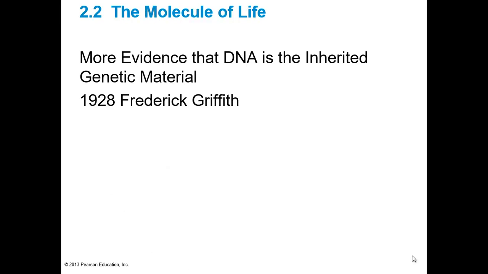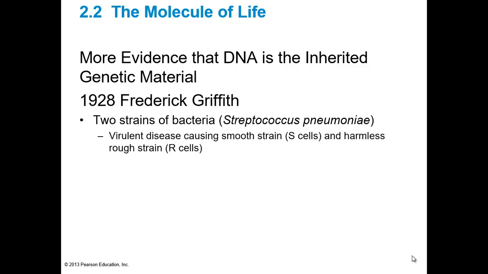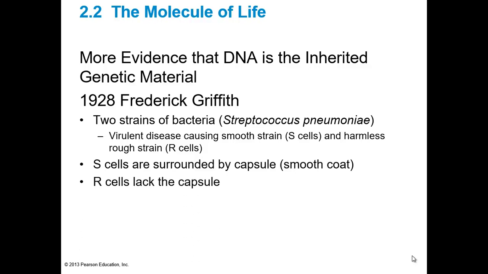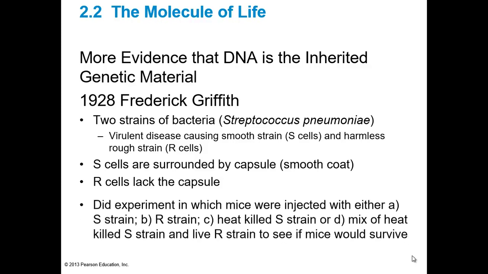Okay. In 1928, Frederick Griffith did an important experiment to show that DNA was the inherited genetic material. He started with two strains of bacteria called Streptococcus pneumoniae, and it turns out that smooth strains of Streptococcus pneumoniae are lethal to mice. And rough strains, if they don't have a capsule around them, are called rough, and they're harmless. So you had S cells and R cells. S cells are surrounded by a capsule, and R cells do not have the capsule. They just have the cell wall, which is exposed.